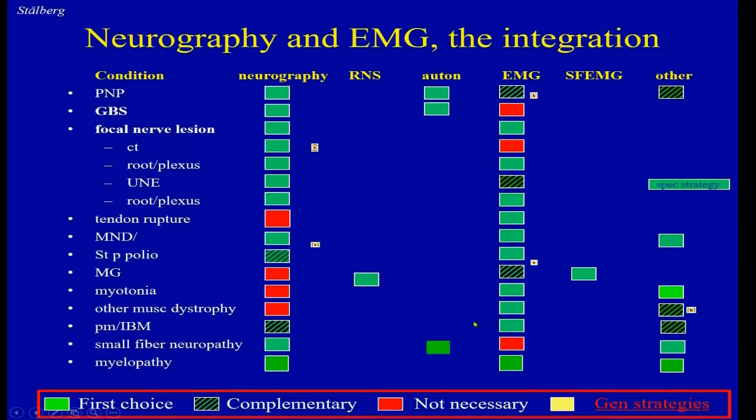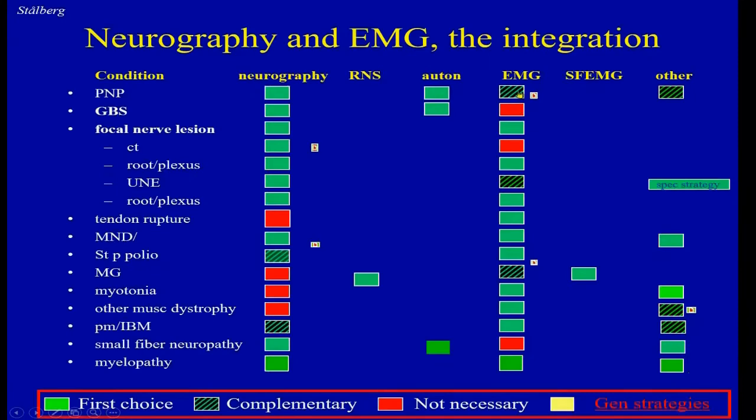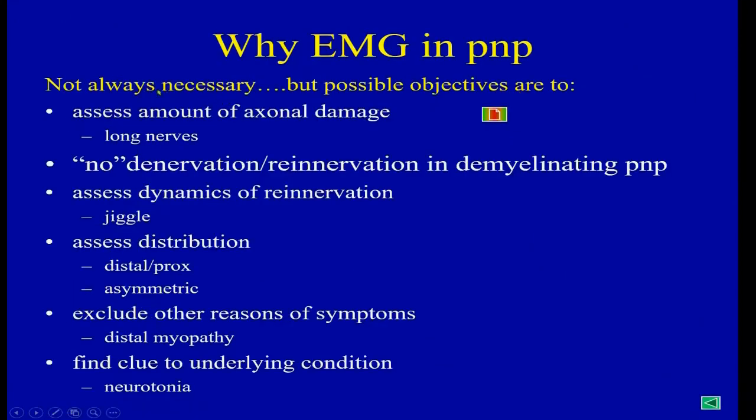So what about autonomic tests? Well, we don't do that as routine in every neurography, but when it's Guillain-Barré or specific questions about autonomic involvement, then we do it. EMG is not always necessary. It is certainly good to do it once in a patient with polyneuropathy that we follow over time, but the follow-up is better made with a neurography.